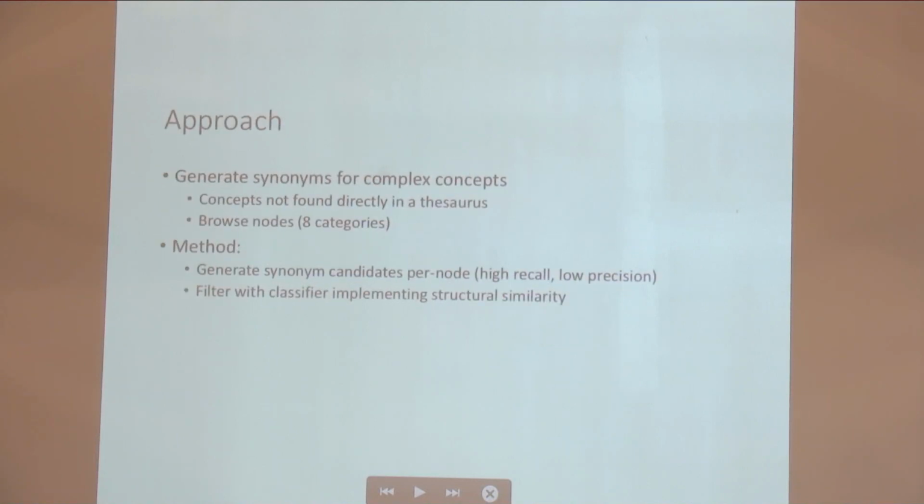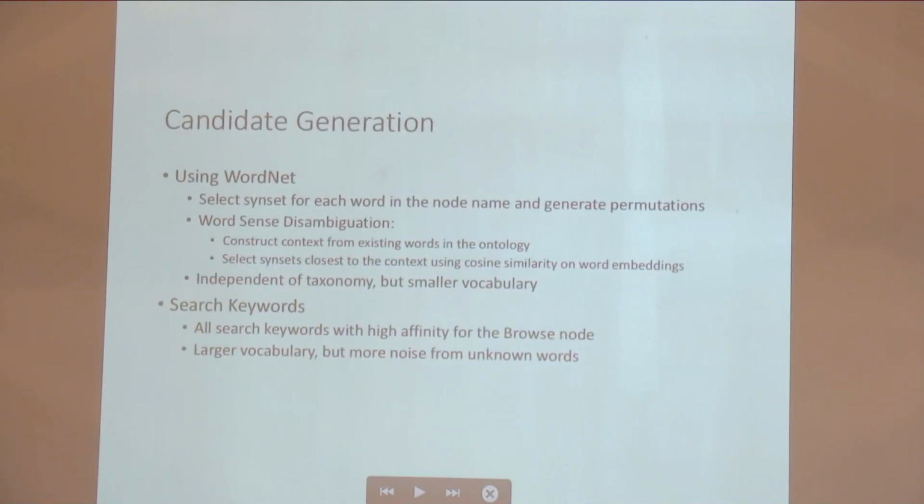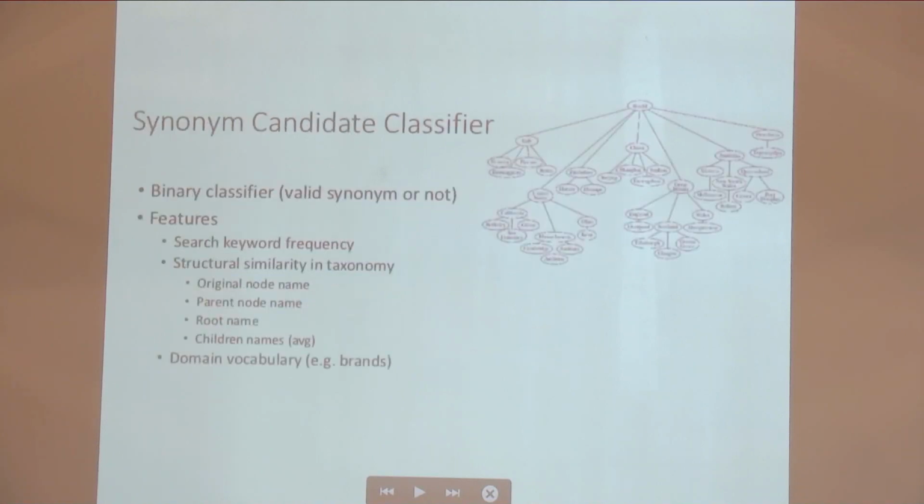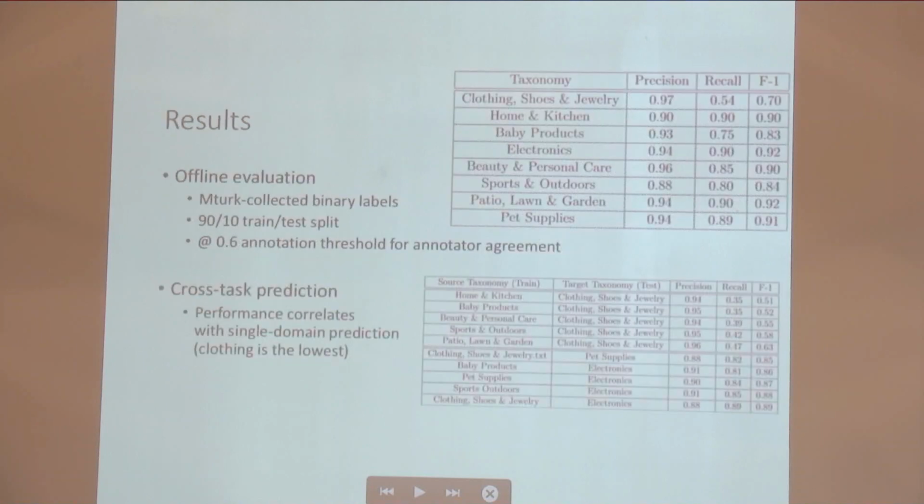So our approach is to generate candidates and then filter them with a classifier. For generation, we use two methods, either search keywords or WordNet as a thesaurus. For the synonym classifier, the poster I'm going to show basically finds that, yes, of course it helps to take into account the broader structure instead of just local features. We show results in 8 different domains, from clothing, electronics, shoes, sports, pet supplies, etc. We looked at transfer learning, so training on one domain and predicting on the other.